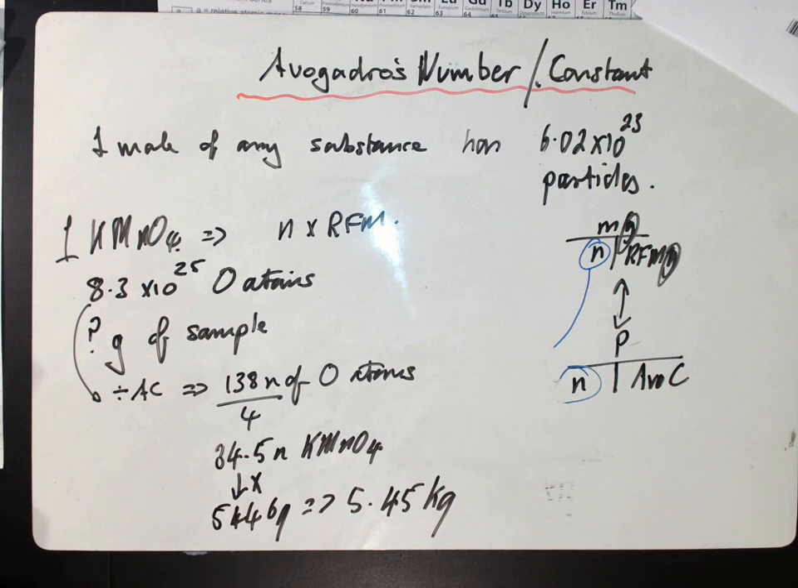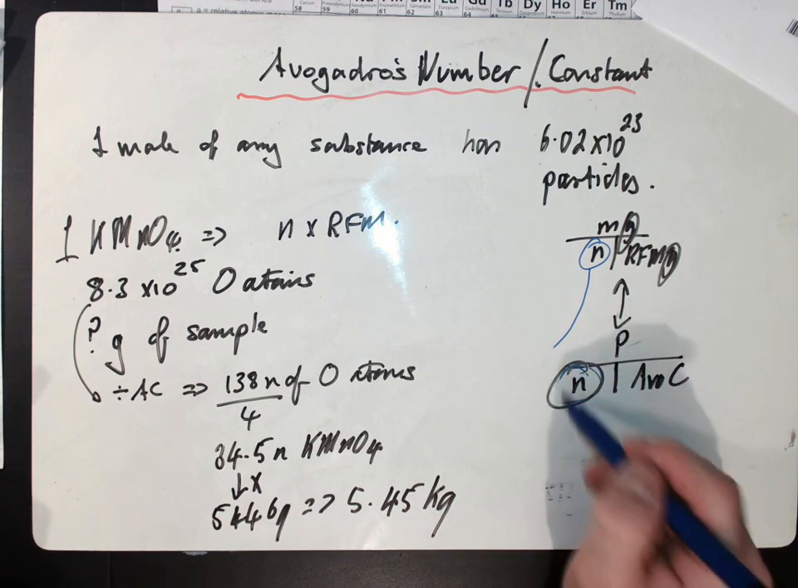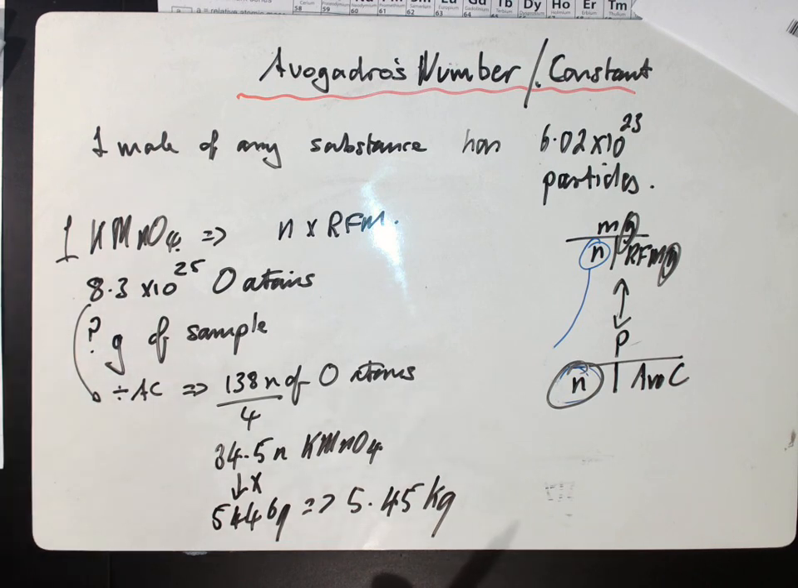Okay, that's pretty much most of the variations on Avogadro's number, Avogadro's constant, that I can think of off the top of my head. If you come up against any problems that you find too much of a challenge, please feel free to ask.